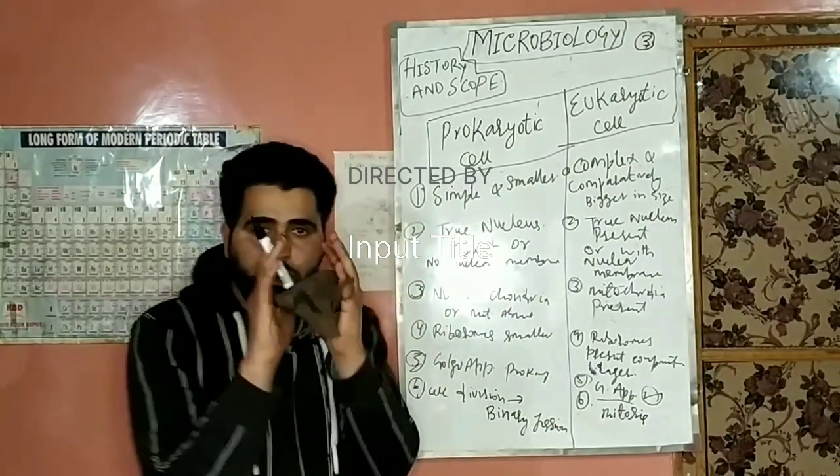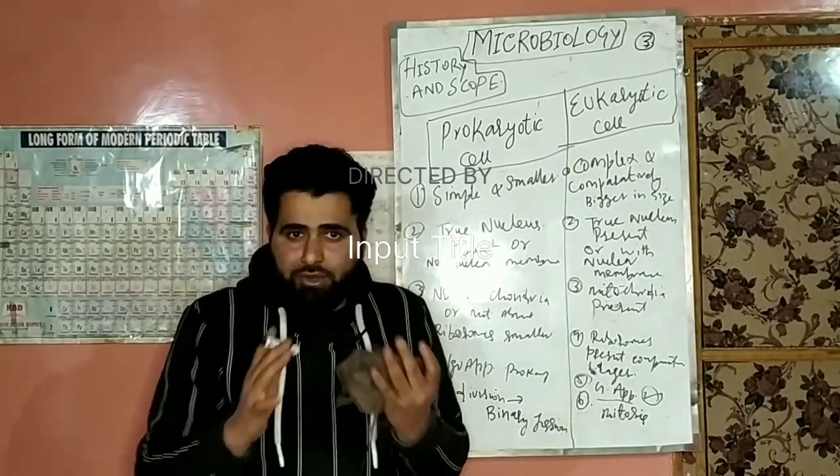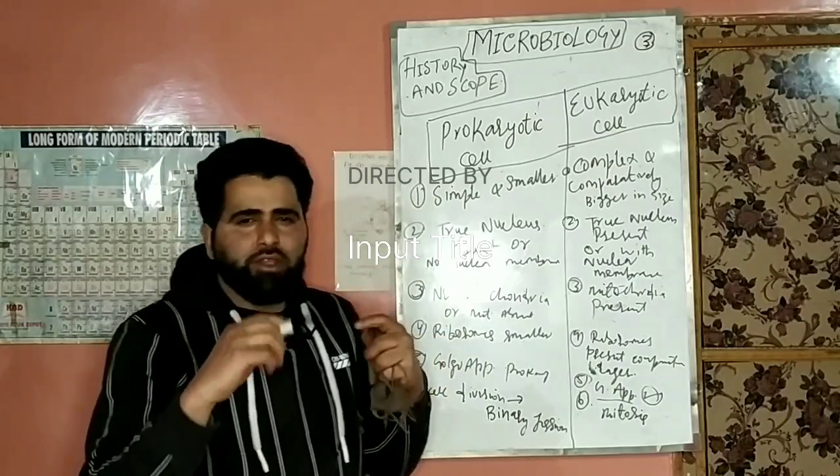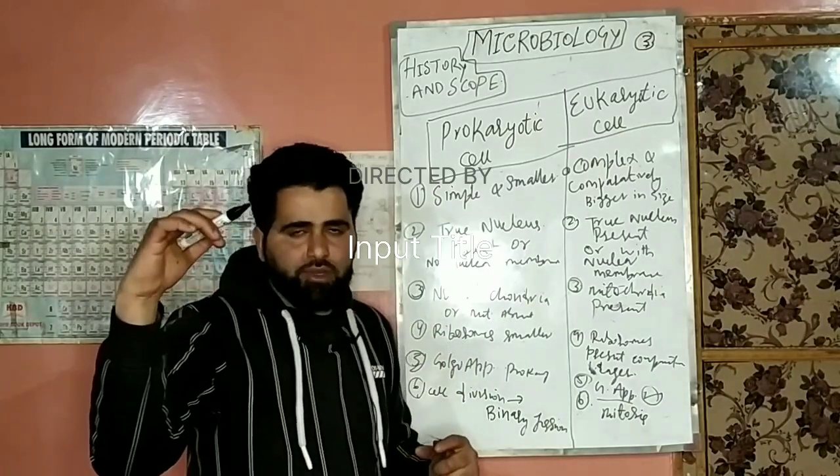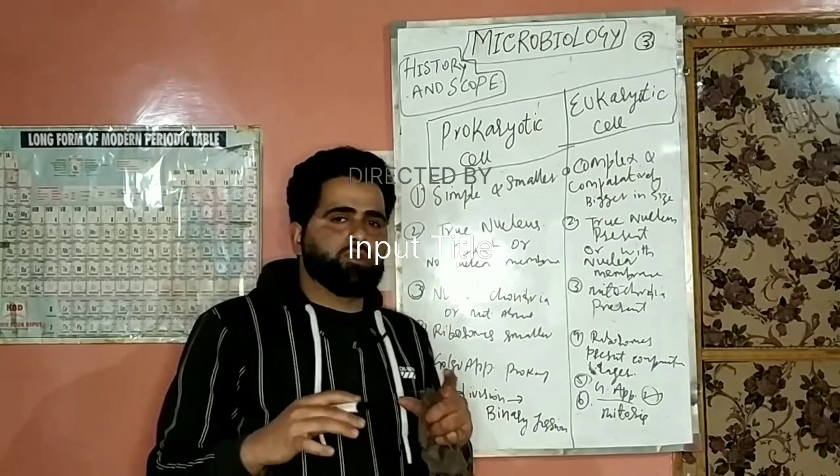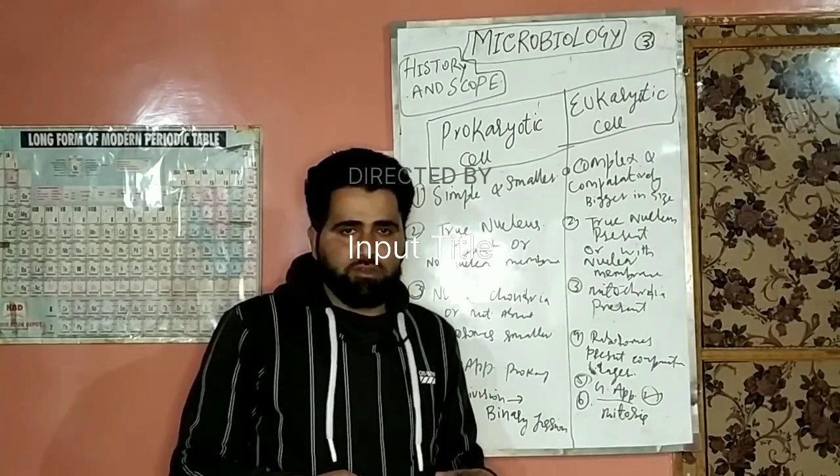In eukaryotic cells, mitotic divisions are there, or in germline cells. I may come to that in later videos. The germline cells are the germ cells found in the testes and ovaries.